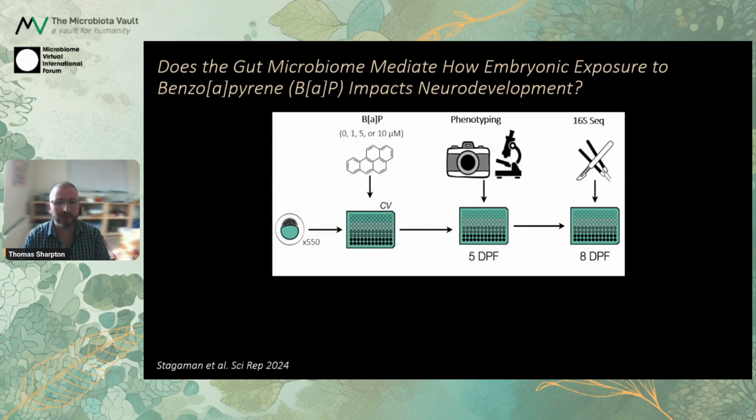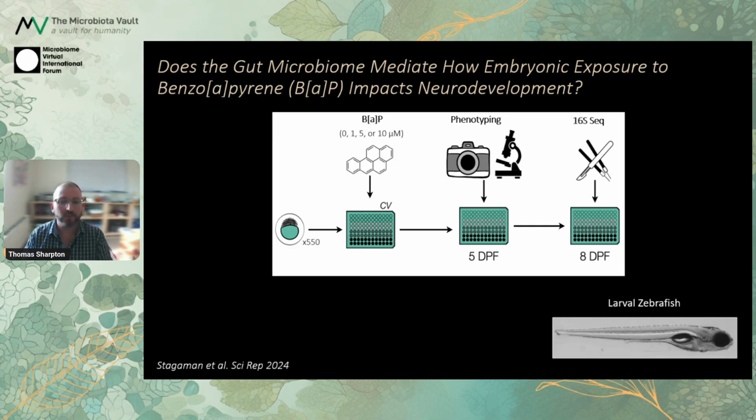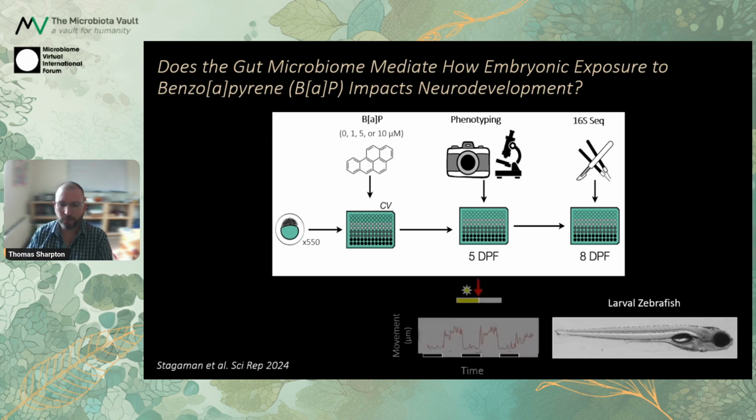To test this, we raised about 550 zebrafish embryos in 96 well plates, exposed them to varying concentrations of BAP, and followed them into the larval zebrafish stage. We then measured behavior using the larval photomotor response, essentially how much the fish moves when a light shining down on the plate flickers on and off, before dissecting the intestines for microbiome profiling. This allowed us to determine whether BAP exposure shifts behavior and whether those behavioral changes track with shifts in the microbiome.